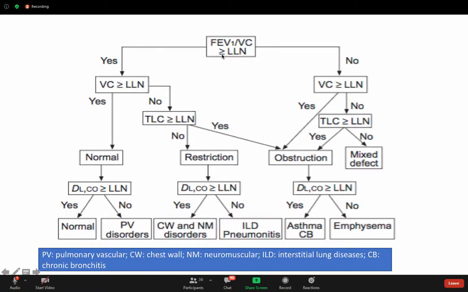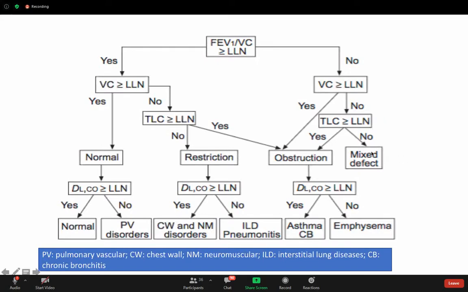If the result is less than the lower limit of normal, so it's going to be no here. The question here, is it more? No. Okay, so you will focus here. Basically, we're talking about obstructive lung disease. Yes, it can be a mixed defect, but mostly it's going to be obstructive lung disease. So you're going to see the vital capacity. If the vital capacity is above the lower limit of normal, this is obstructive.